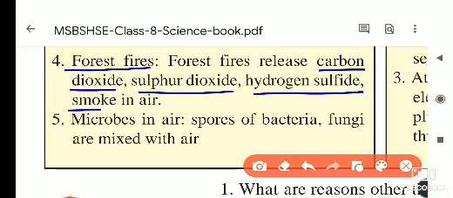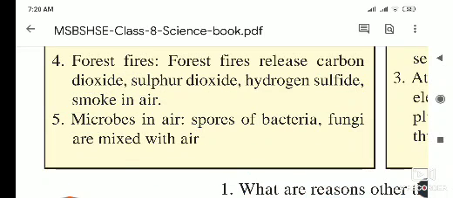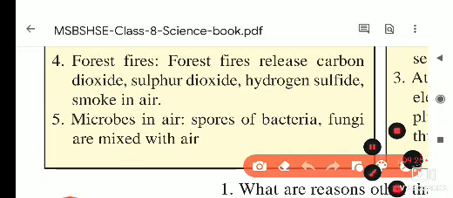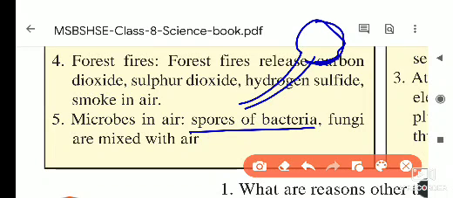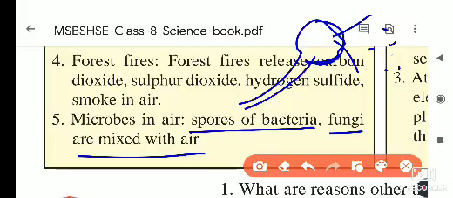And next it is the microbes in the air. Which microbes are there here? The spores of bacteria. As we have seen how the reproduction of some fungi and bacteria takes place, suppose this is the bacteria, it bursts out, and the spores enter the air, and those also cause air pollution. Fungi are mixed with the air, and it causes air pollution.